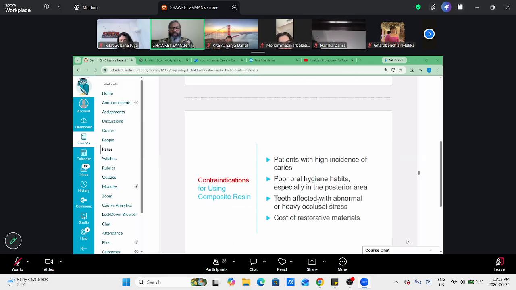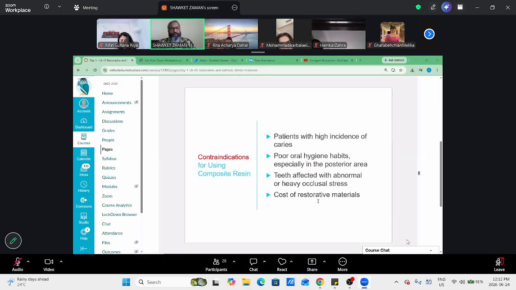Now, what are the contraindications, where we are not able to use composite filling materials? If the patient has a high incidence of caries, usually it's better not to use composite filling materials. If the patient has a history of poor oral hygiene, not regularly brushing their teeth, in that case it can be a contraindication. The reason is it's a plastic material. If the material is not properly smooth, it can catch plaque on the tooth surfaces. We already know what dental plaque is and how plaque contributes to dental caries. So everybody should remember this.